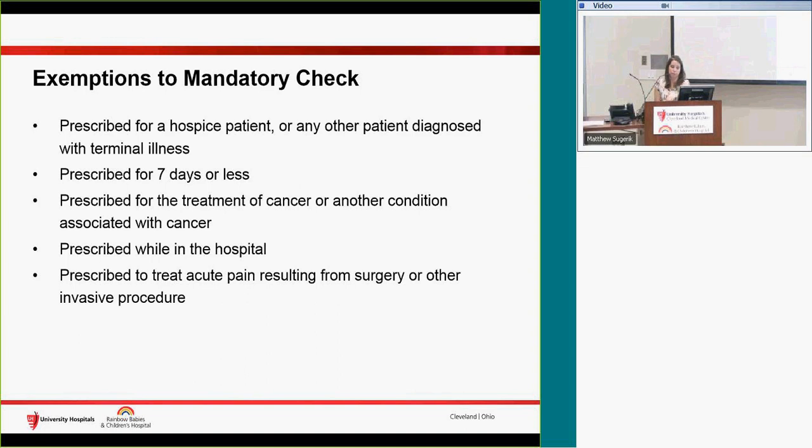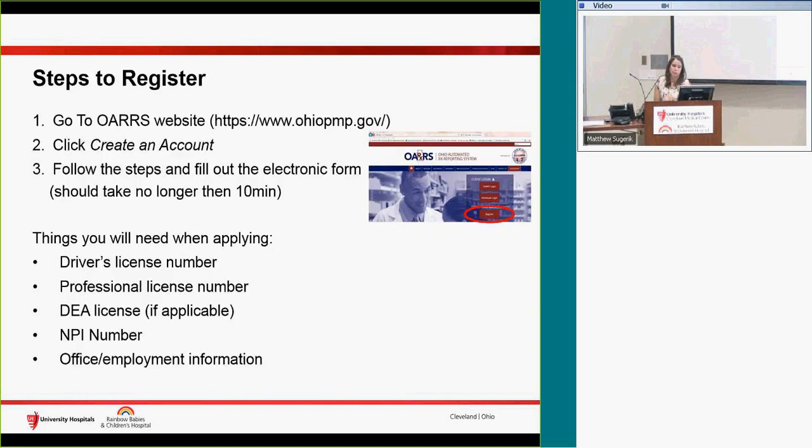Who we don't do a mandatory check on in ORS is anyone in hospice or who has a terminal illness, if you're prescribing for 7 days or less, if you have other conditions, if it's while you're in the hospital, or after surgery or related to surgery. I do think, though, my understanding is that UH wants us all to be running ORS reports on any patients that we start writing controlled substances for.